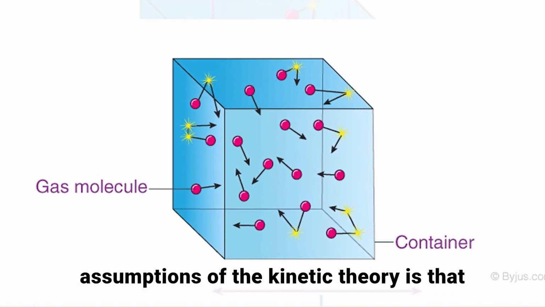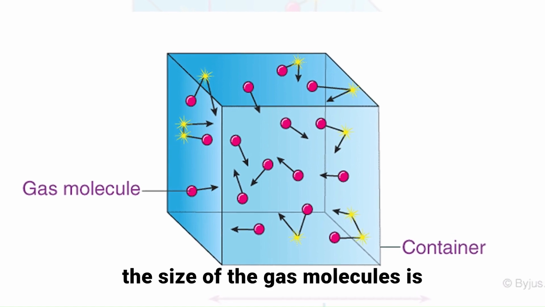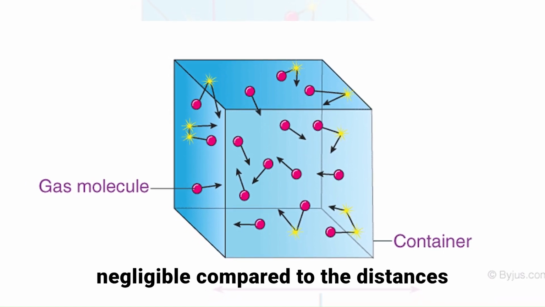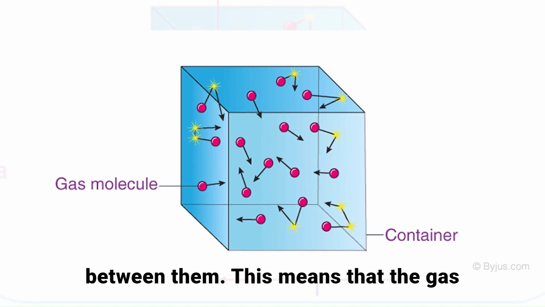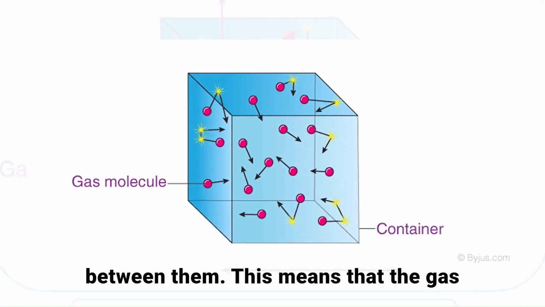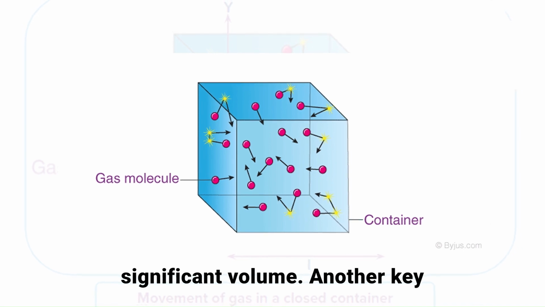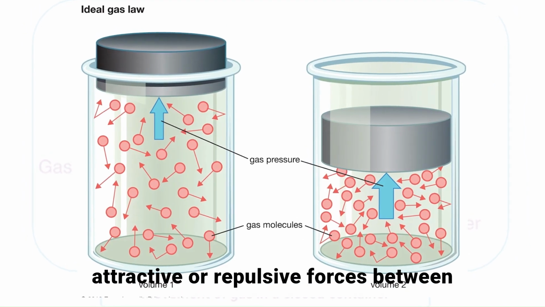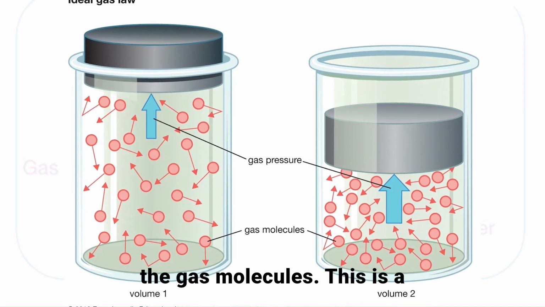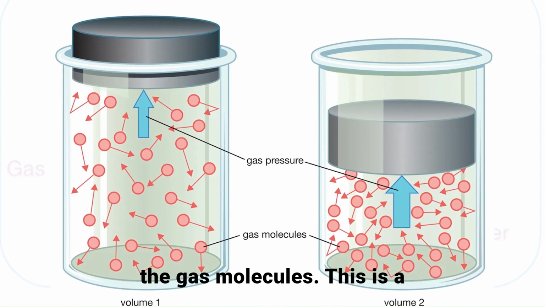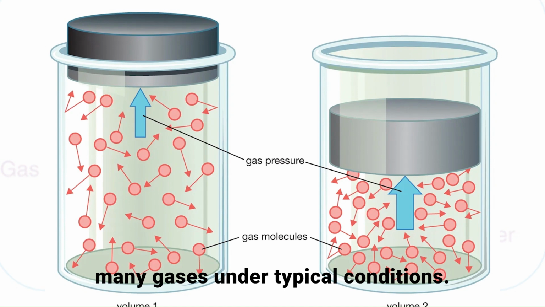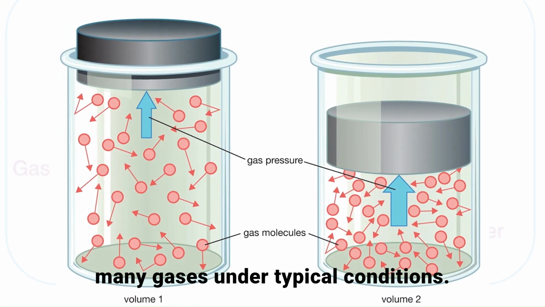One of the fundamental assumptions of the kinetic theory is that the size of the gas molecules is negligible compared to the distances between them. This means that the gas molecules themselves do not occupy significant volume. Another key assumption is that there are no attractive or repulsive forces between the gas molecules. This is a simplification, but it works well for many gases under typical conditions.